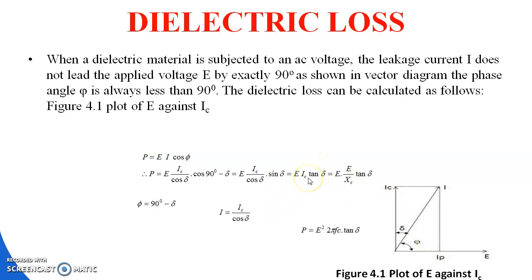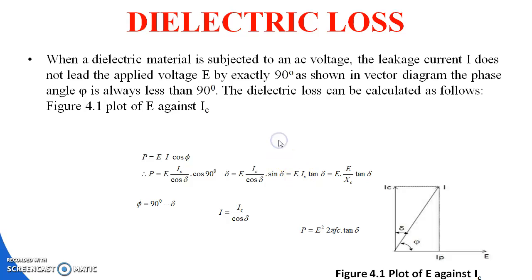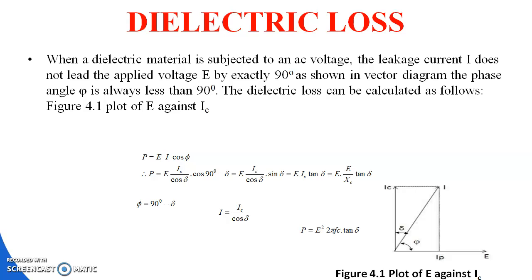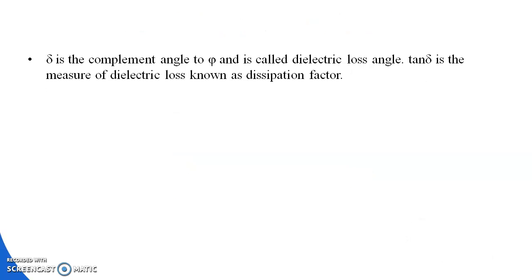So now come to delta. Delta is the complement angle. Okay, so what is delta? Actually, delta is the complement angle to phi, and phi is called the dielectric loss angle. And tan delta is the measure of dielectric loss, known as the dissipation factor. This is called the dissipation factor.